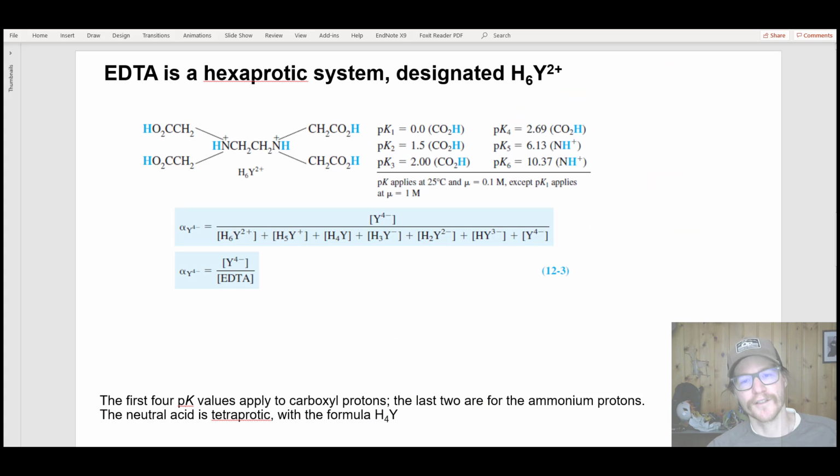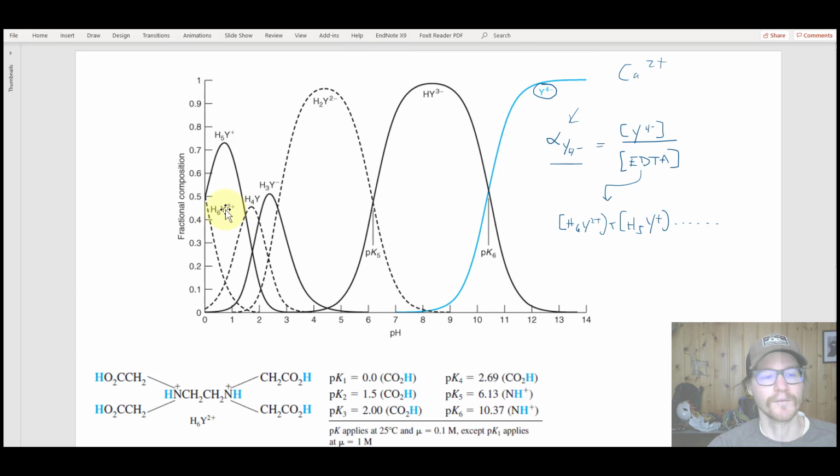So this is another way to just write that explicitly. So the fraction of Y4- is the concentration of Y4- all over the sum of the concentrations of everything. But what you'll often see, and what I'll write, is instead of writing out all of those species like this, we'll just write out EDTA, but it's implied that the concentration of EDTA is really the formal concentration of EDTA, which includes all of its species, the concentrations of which, of course, are going to be pH dependent, clearly based on an alpha diagram that's like this.